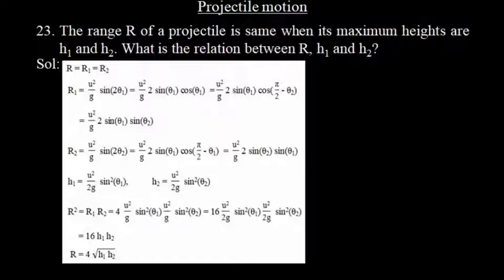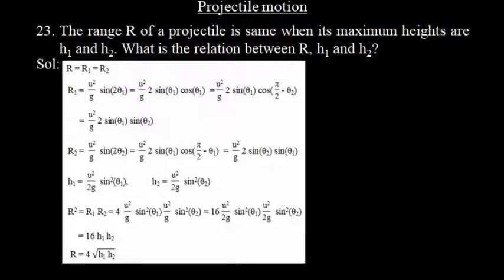Then writing for R1, u square by g sin 2 theta 1. If theta 1 is the angle of projection with horizontal, then we write u square by g into, instead of sin 2 theta, 2 sin theta 1 cos theta 1. So u square by g 2 sin theta 1. We write the relation between theta 1 and theta. Theta 1 is equal to pi by 2 minus theta. Then writing for theta 1, cos theta becomes cos of pi by 2 minus theta. That is u square by g 2 sin theta 1 sin theta.